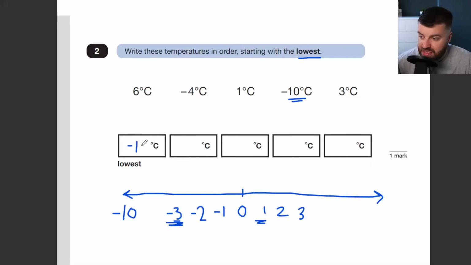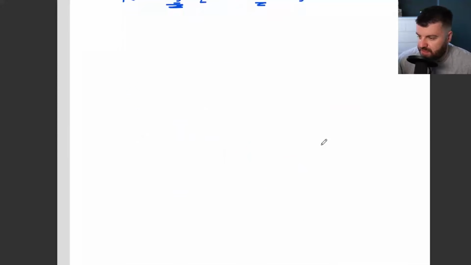The lowest temperature is -10 degrees. Then we can cross that one out. And now we only have one more negative number. So it must be -4 goes in here. And then it's just a simple case of normal numbers, really easy at this point. 1, 3, and 6. Trick there, got to take account of the negative numbers.